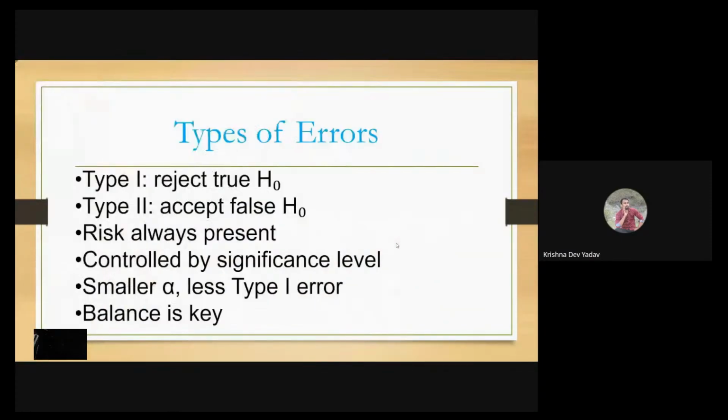In the next slide, types of errors. Generally, there are two types of errors, type 1 and type 2, which we have discussed in face-to-face classes also. Type 1 means rejecting a true H naught, that is a false alarm. Type 2 error means we wrongly accept H naught, that is a missed effect. Type 1 is controlled by the significance level. That's why we must balance our testing with proper significance levels.